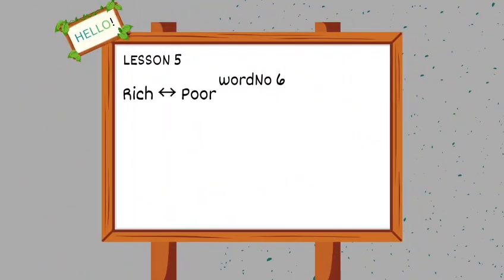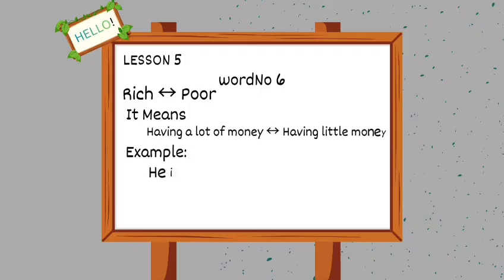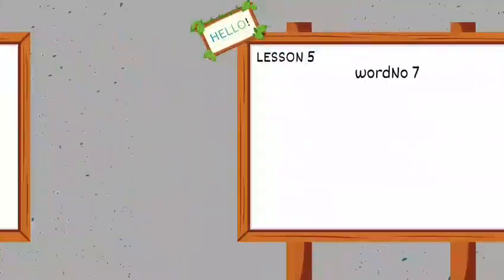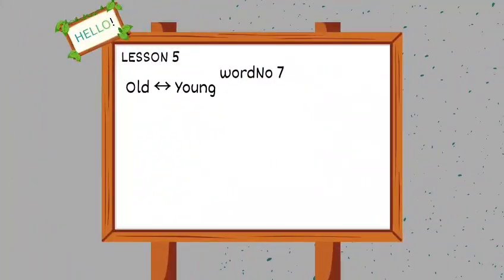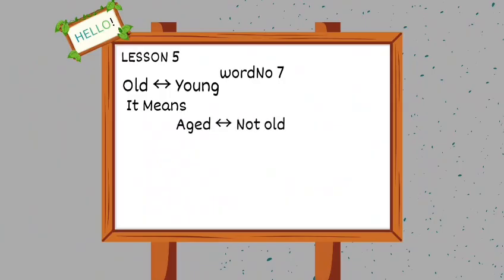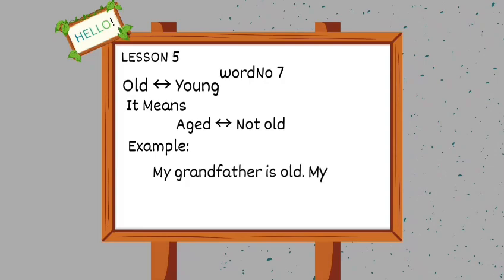Word number 6. Rich, poor. It means having a lot of money or having little money. For example, he is rich, they are poor. Word number 7. Old, young. It means aged, not old. For example, my grandfather is old, my brother is young.